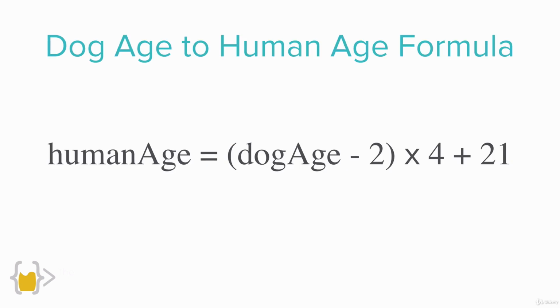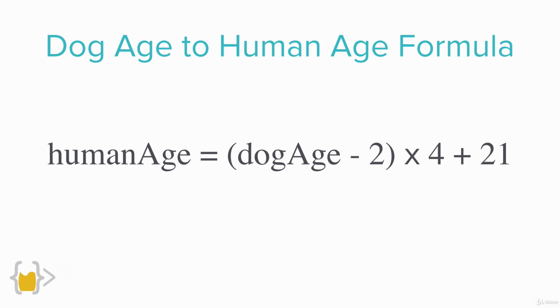All right, so now it's time to use what you've learned and complete a challenge. I want you to create a dog age to human age converter. So how old would your dog be if it was a human? And this is the formula that you're going to use. And this formula is completely valid from a mathematical perspective. So you're going to subtract 2 from the dog age first, then multiply 4, then add 21.